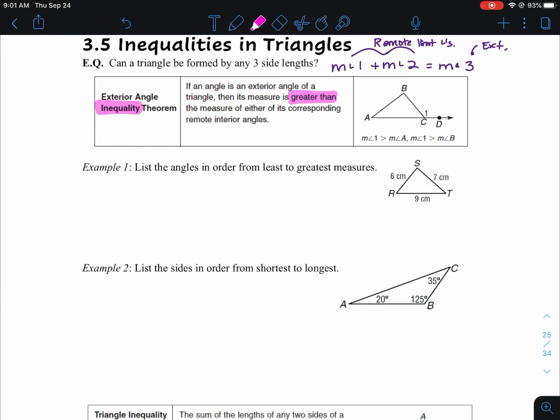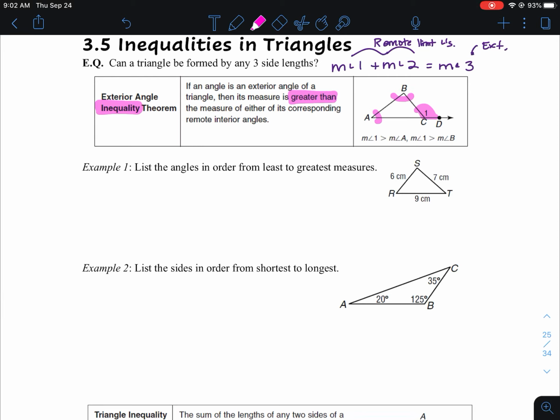So we look at this diagram. My exterior angle is angle 1. So we know that angle 1 is bigger than angle A, and angle 1 is also bigger than angle B. That should make sense to you because it takes me adding A and B together to get to that exterior angle. So the exterior angle must be greater than both of those.